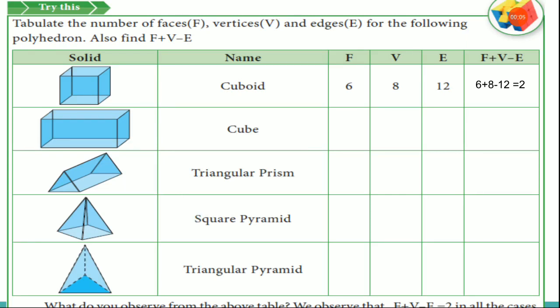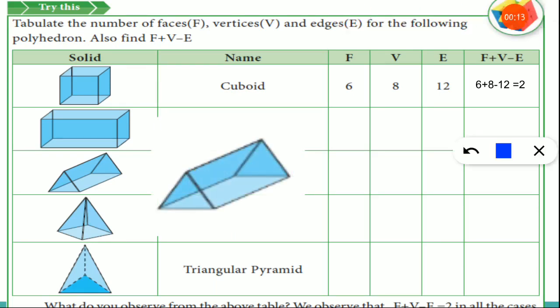Look at this triangular prism. Shall we find the number of faces in this prism? First, this is face number 1, 2, and then this front side is 3, and opposite to that will become the 4th one, and the bottom, there's one, right? So this is the 5th one. So the number of faces will become 5.